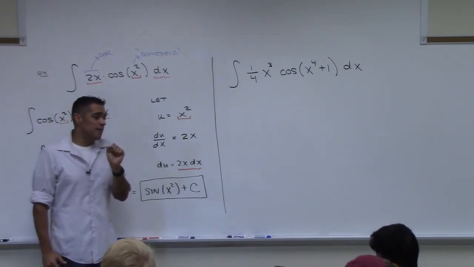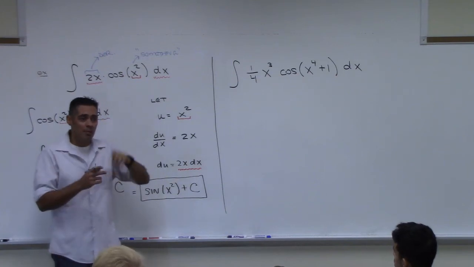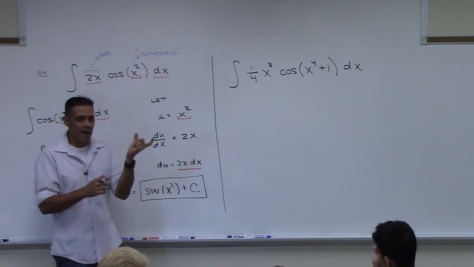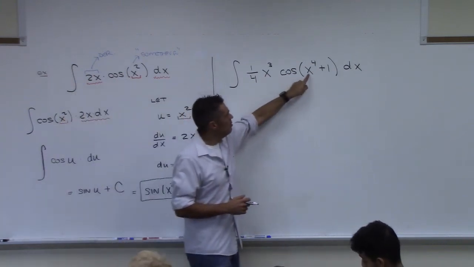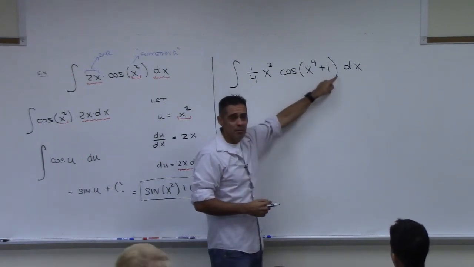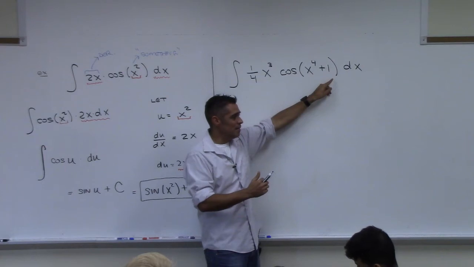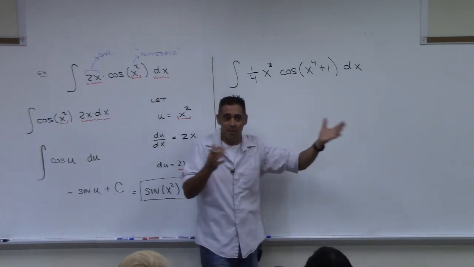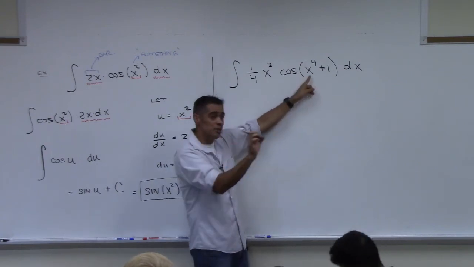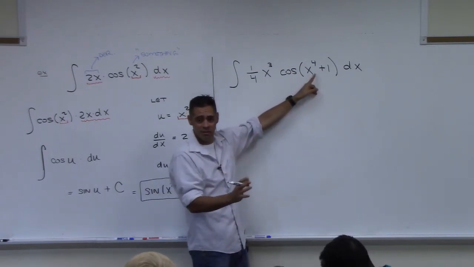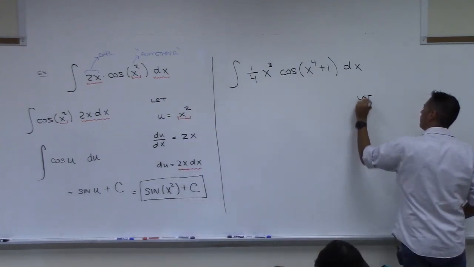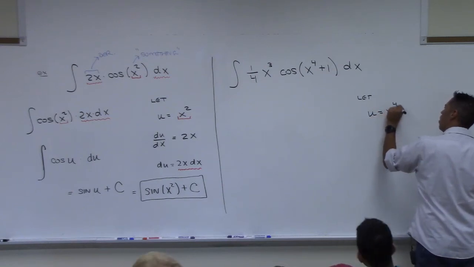And the reason why is because if you don't, then you're going to probably have to do another substitution after you do the first substitution. Because if you call this u, then when you do your substitution, this is going to become cosine of u plus 1, which means you're going to have to do another substitution to make it look like cosine of, maybe w or something. So the trick here is to try and grab as much as you can without grabbing too much. Right? So I'm going to let u be x to the fourth plus 1.